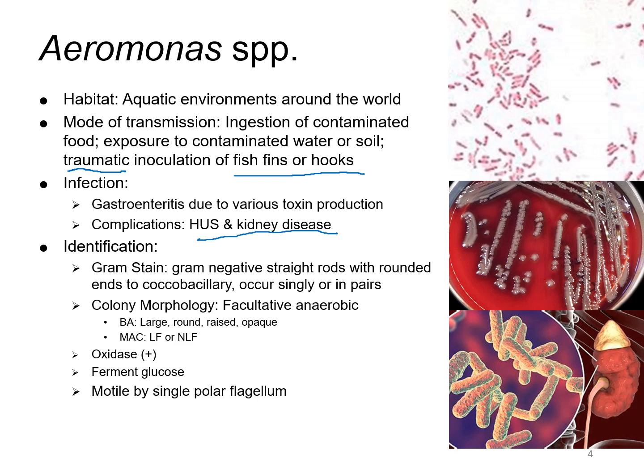They can be identified based on several characteristics. On the gram stain, they appear as straight rods with curved ends. You can see here where these gram-negative organisms look a little bit more rounded or plumped on the ends, and that's characteristic of this particular organism. Their morphology would appear as large, round, raised, opaque colonies on blood agar. They can be lactose or non-lactose fermenters. Oxidase positive, they ferment glucose, and again they are also motile.